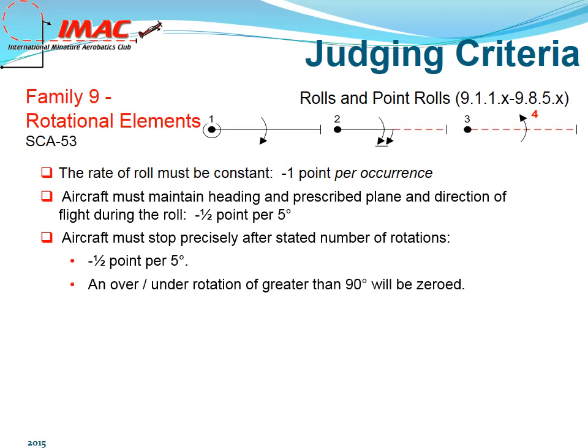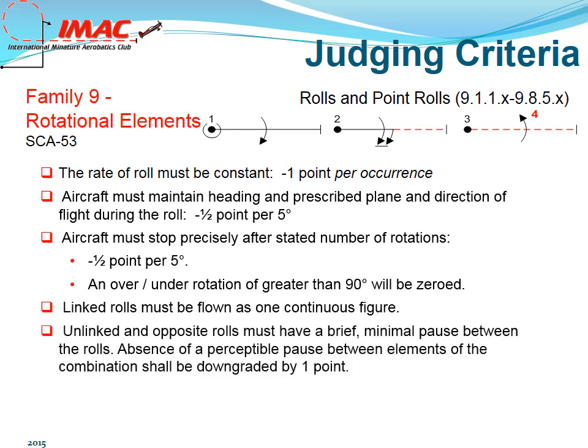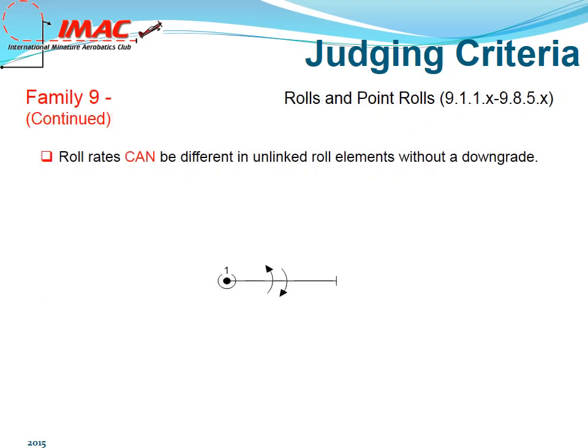An over or under rotation of greater than 90 degrees will be zeroed. Linked rolls must be flown as one continuous figure. Unlinked and opposite rolls must have a brief minimum pause between the rolls. Absence of a perceptible pause between the elements of the combination shall be downgraded by 1 point. Roll rates can be different in unlinked roll elements without a downgrade.